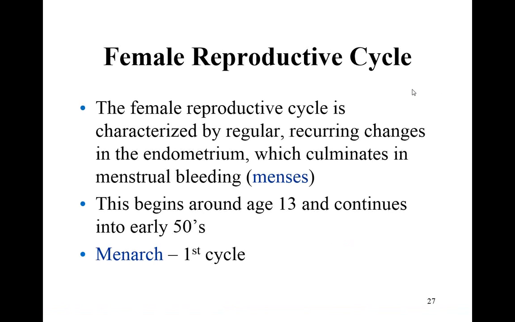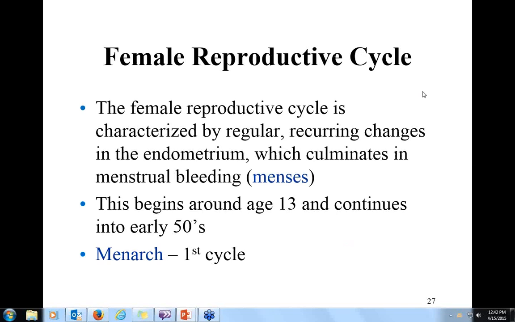Okay. Now the female reproductive cycle is different from males. We might say it's a monthly cycle, whereas males do not quite have this. But the cycle begins around age 13. That's with the first period, or menarche, and continues until menopause, late 40s, early 50s.